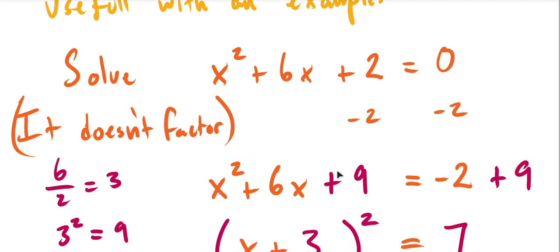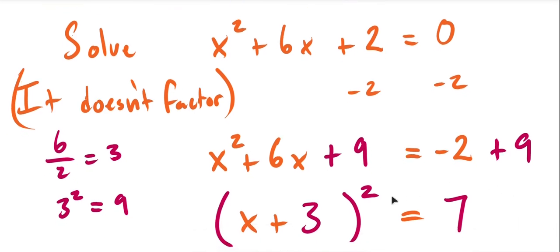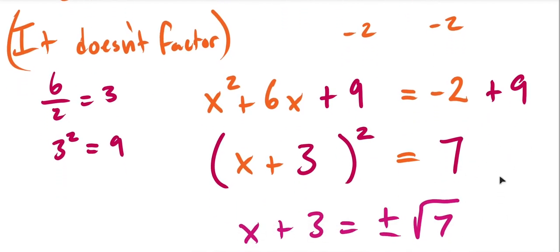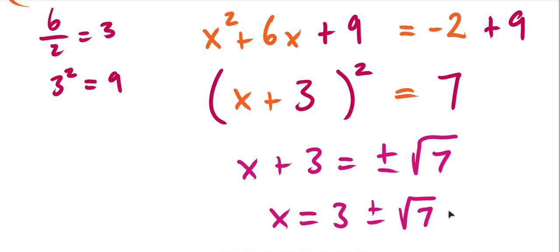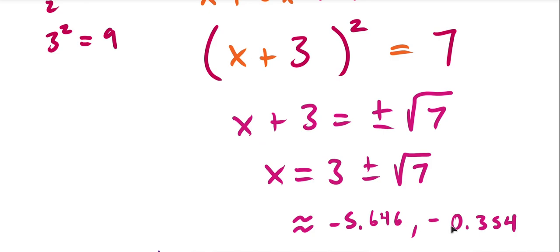Half of 6 is 3, 3 squared is 9. And if I add 9 here, what I get on one side is a perfect square, in this case x plus 3 squared. And on the other side, I've just got a number. So I've isolated my square. Using the square root property, I have x plus 3 is equal to plus and minus radical 7. And moving my 3 over, I get my two answers: negative 3 plus radical 7 and negative 3 minus radical 7. Those are about negative 0.4 and negative 5.6 respectively.